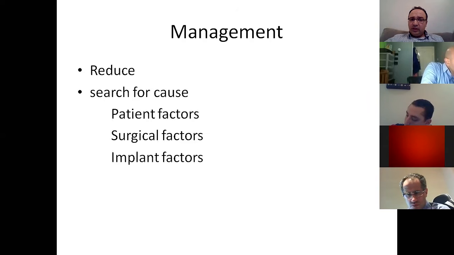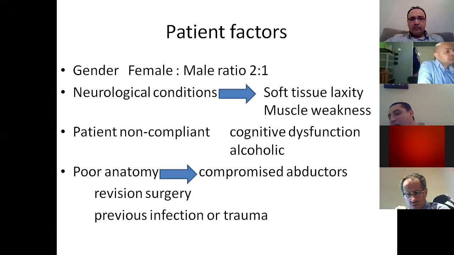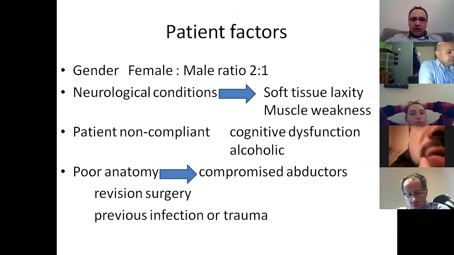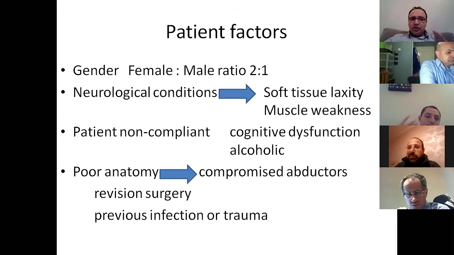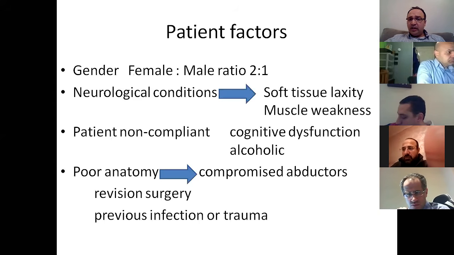So please get to this within the first minute or 2, not in the last 30 seconds. The patient factors are the easier ones, and you can get them out of the way and score points for that quickly. Gender, in fact, the patient factor of gender. It's known that the female to male ratio is 2 to 1.